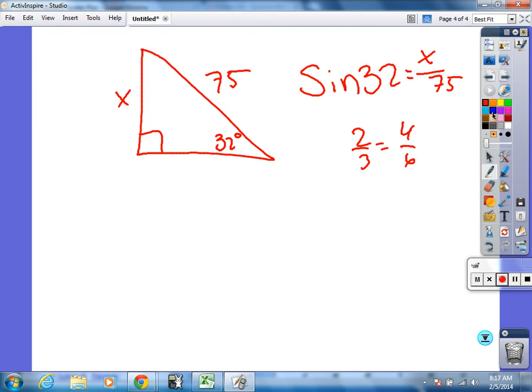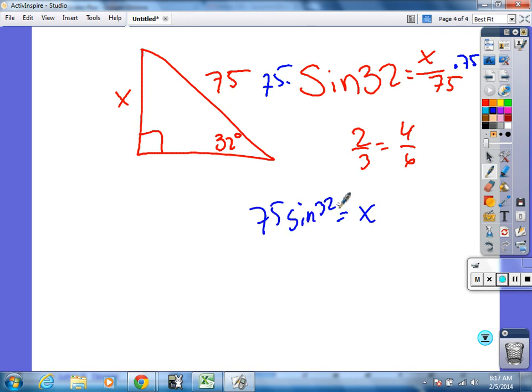So if I was going to solve, how would I go ahead and get x by itself? Really simple, nothing too hard. Times by 75, because this is division, right? We times by 75. So x equals 75 sine of 32.